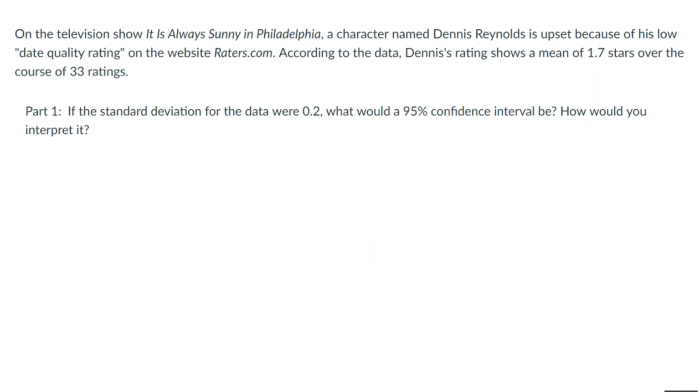Okay, so we have 33 ratings for this person, and we're interested in knowing what is the true mean rating of this man in his words. What is the true mean? We don't know what the true mean is.